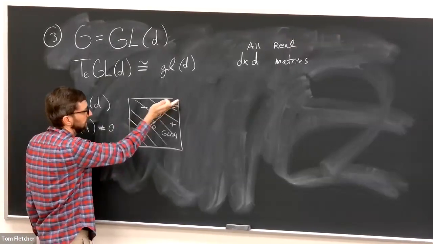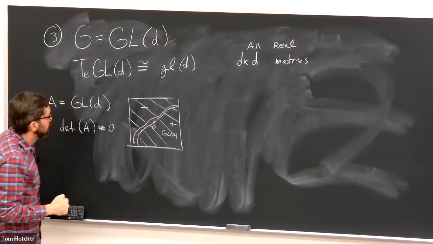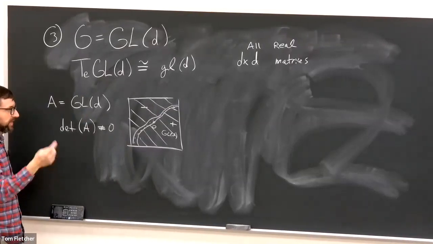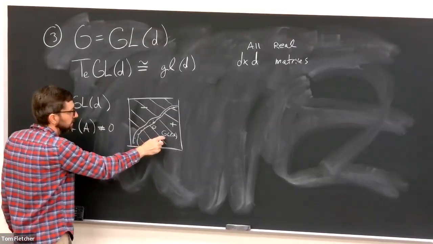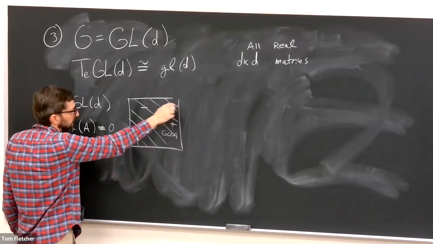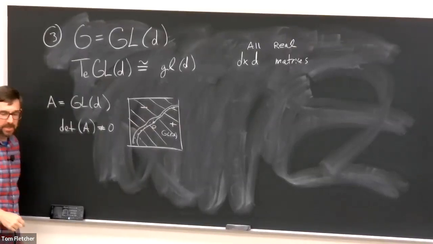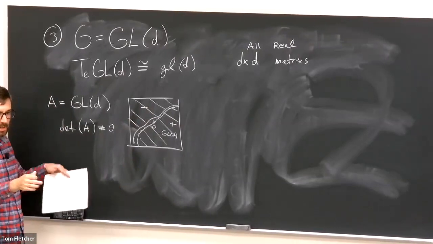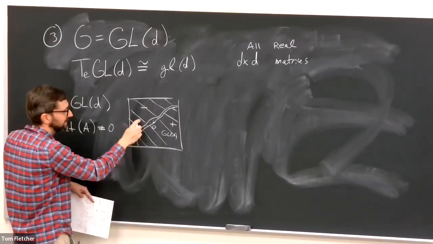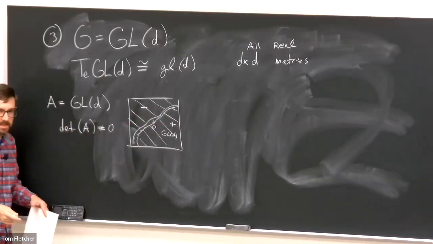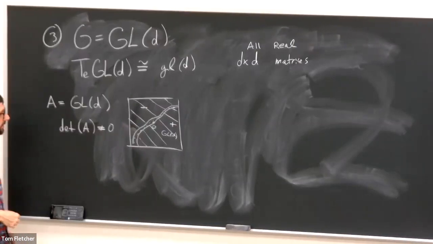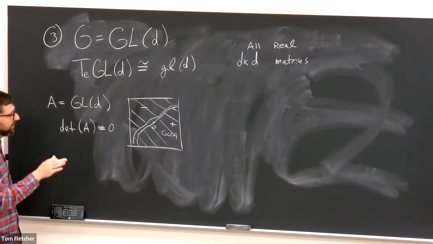So if I have a D squared dimensional space here, this is a D squared minus 1 dimensional space, and then another D squared dimensional space on the other side of it. But they're blocked from each other. You can't go from this side to this side without passing through the 0 determinant matrices, because the determinant is a continuous function. So you have this picture.